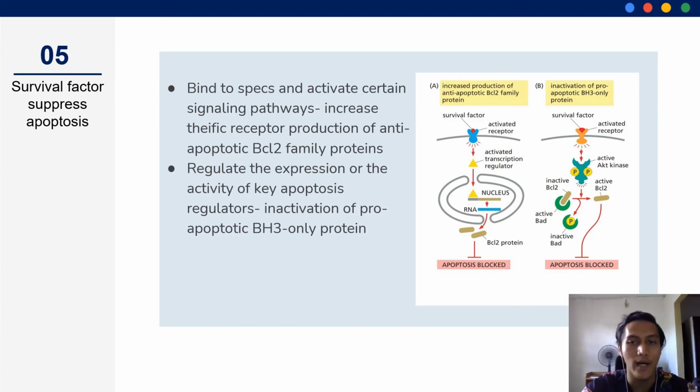activated. Meanwhile, based on diagram B, the survival factor binds to a cell surface receptor protein which activates the intracellular signaling pathway. This pathway leads to the activation of protein kinase B, also known as AKT kinase, that phosphorylates the BAD protein. BAD promotes apoptosis by binding to and inactivating apoptosis inhibitor proteins such as BCL2. Once phosphorylated, BAD releases BCL2 protein which acts to inhibit apoptosis. Thus, the survival factor suppresses apoptosis by keeping BAD phosphorylated and out of action.